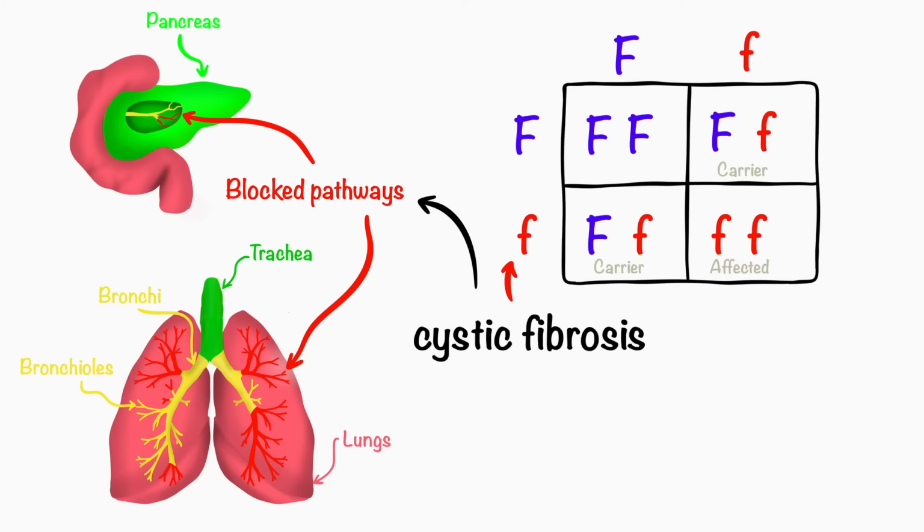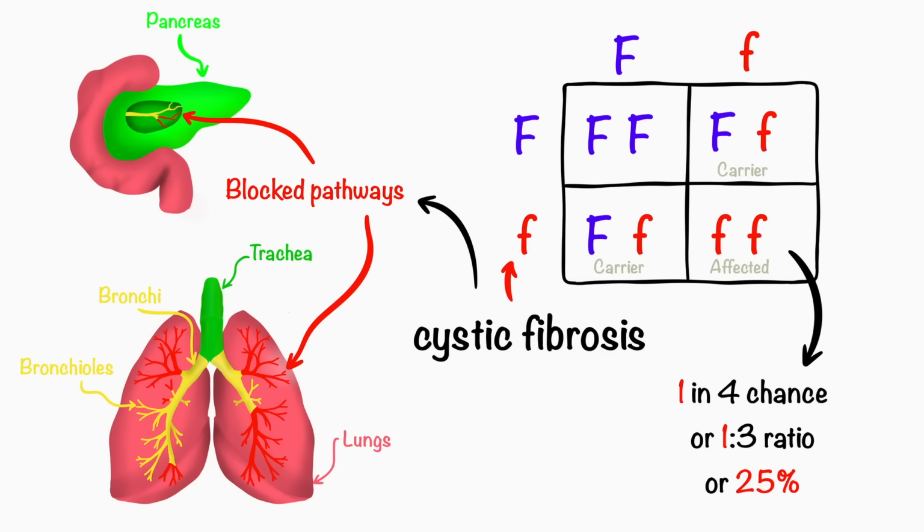Cystic fibrosis is caused by a recessive allele. This means that for a person to have the condition, they must inherit two copies of the recessive allele, one from each parent. Because it's recessive, people with only one copy of the allele won't have the disorder. They're known as carriers. For a child to have cystic fibrosis, both parents must be either carriers or have the disorder themselves. As genetic diagrams show, if both parents are carriers, there's a 1 in 4 chance that their child will have the condition.